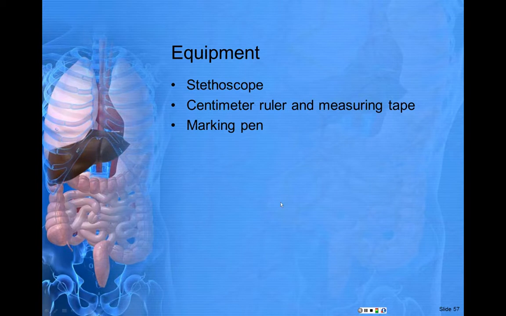You'll need a stethoscope. You may need a ruler for measuring certain things, and sometimes you may need a marking pen, especially if you're going to be evaluating the liver span and excursion.